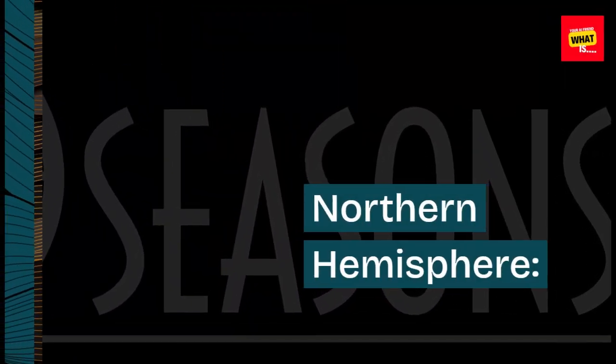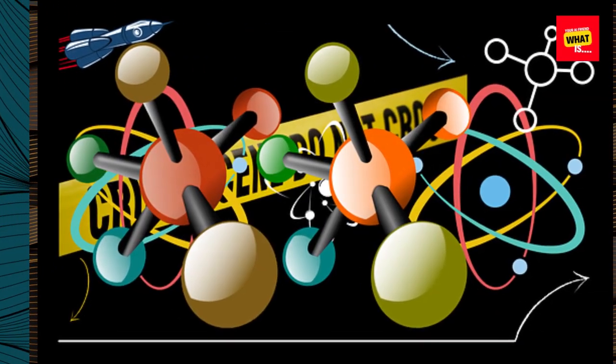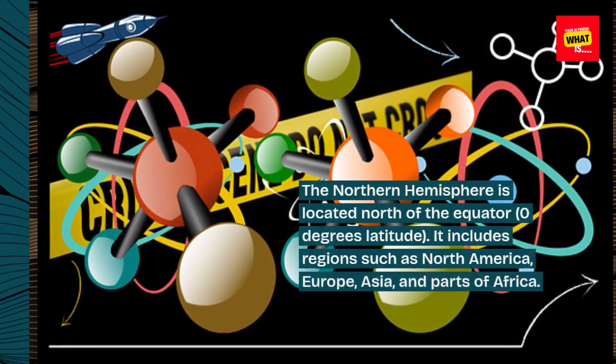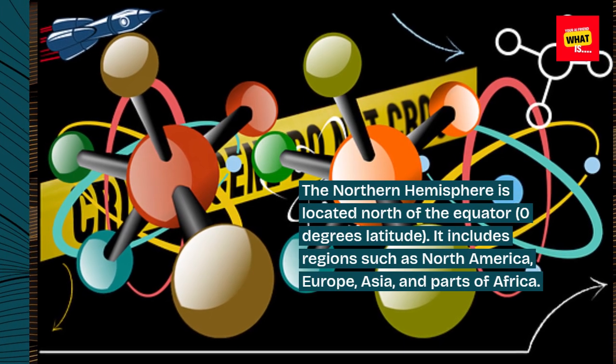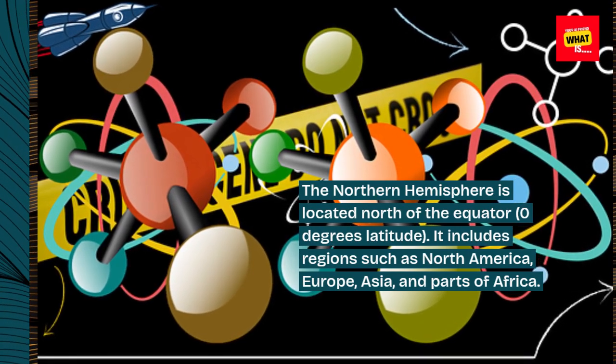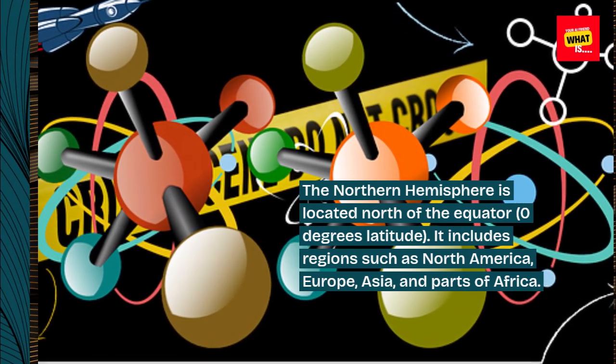Northern Hemisphere. The Northern Hemisphere is located north of the equator, 0 degrees latitude. It includes regions such as North America, Europe, Asia, and parts of Africa.